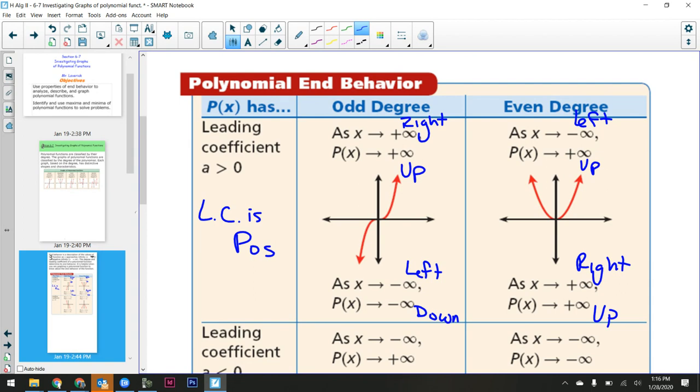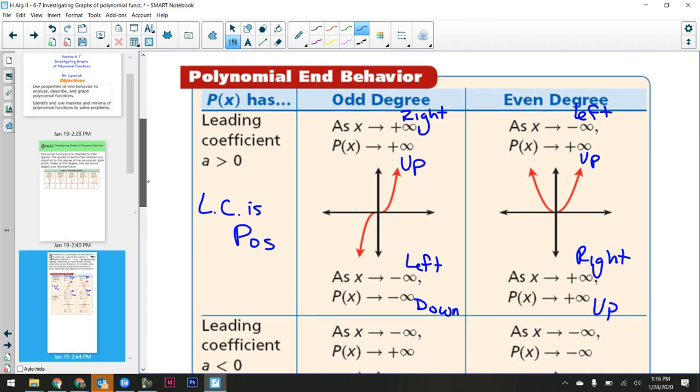Now, when I ask you for the end behavior, you can't just tell me right, up, left, up. No, I need this formal notation. As x approaches positive infinity, blah. As x approaches negative infinity. You have to finish that sentence. On the left side, as x approaches negative infinity, is it going up or down? If it's going up, p of x approaches positive infinity. If it's going down, p of x approaches negative infinity. Okay, you can see where this is going.